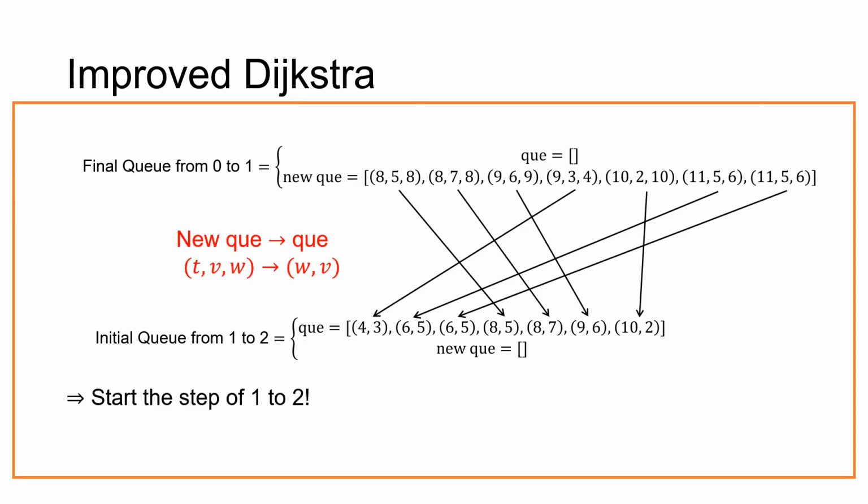Dijkstra from day 0 to day 1 is now complete, and we need to update the distances in the new queue. We create a mapping from the new queue to the regular queue where a tuple of distance t, vertex v, and weight w maps to a tuple of weight and vertex. Then we transfer all the elements in the new queue to the regular queue, emptying the new queue in the process. Now we are ready to start Dijkstra from day 1 to day 2. This covers the algorithm details.